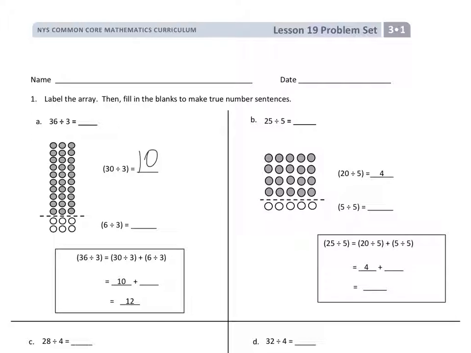What is 6 divided by 3? Well, 6 total divided by 3 in each row equals 2 rows. So I'm going to use those numbers to help me out with my equations in the box. I have 36 divided by 3 equals 30 divided by 3 plus 6 divided by 3. You can't forget about that plus in there because I'm adding my top array with my bottom array. 30 divided by 3 is 10. 6 divided by 3, we said up above, was 2. And then 10 plus 2 equals 12. So that means all the way back up here at the beginning that 36 divided by 3 equals 12.